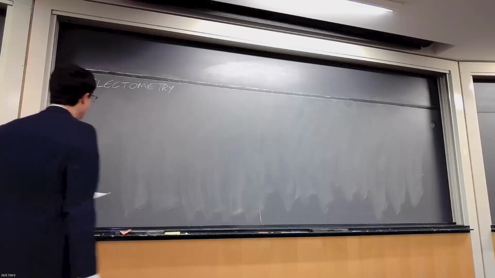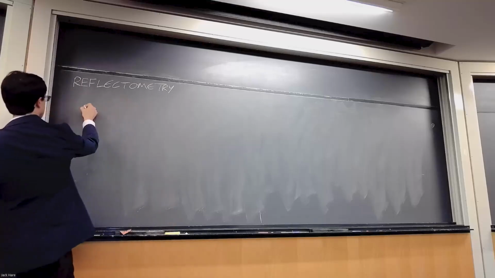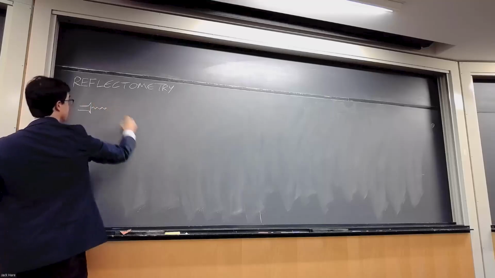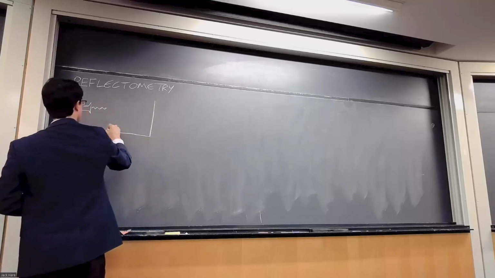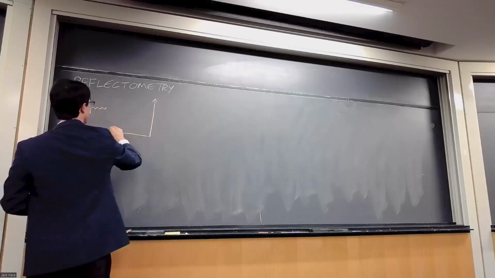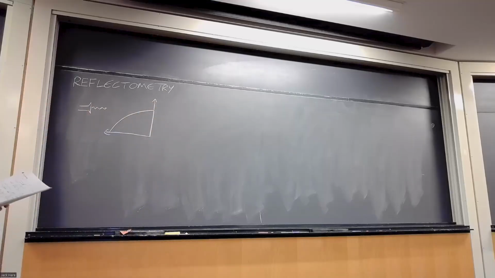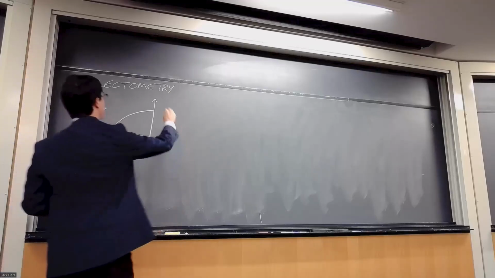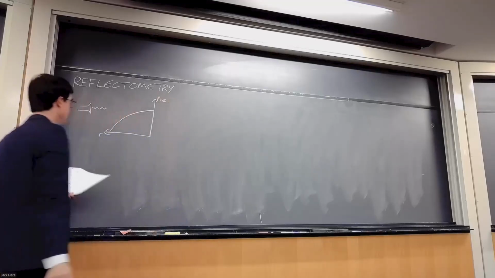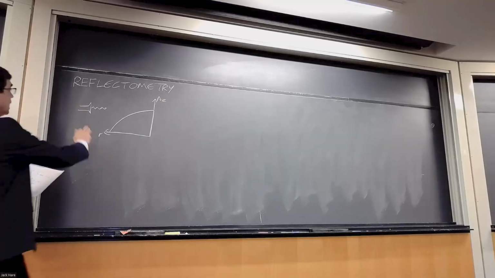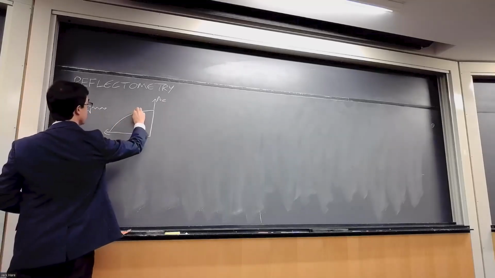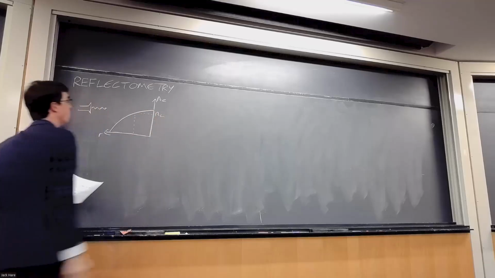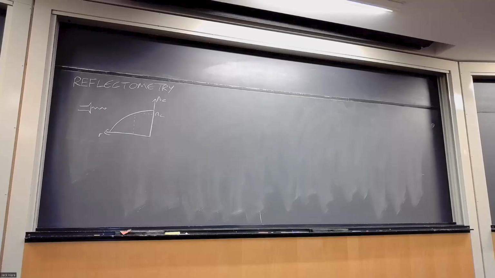So the idea of reflectometry is that we launch some radiation from one side of the plasma, and we assume that the plasma has some sort of density structure like this. So maybe this is a coordinate like R, it could be something like a tokamak, and this is density. And we know that somewhere, as this radiation propagates in, it's going to hit a surface where the density is the critical density.